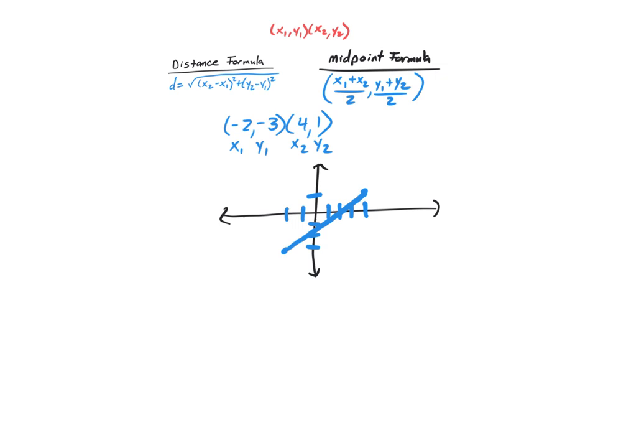Well, if my segment is horizontal, I can count. If my segment's vertical, I can count. 1, 2, 3, 4, 5. I can't do it when it's diagonal like this. I can't say 1, 2, 3, 4, 5, because I can't count diagonally, okay?